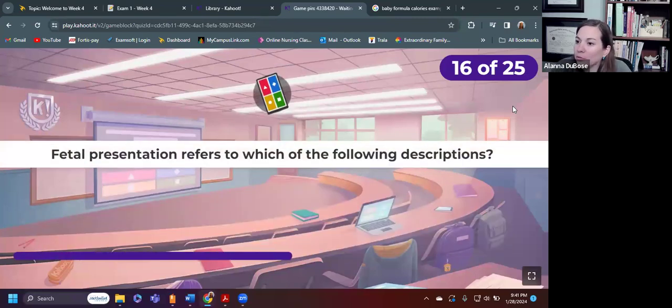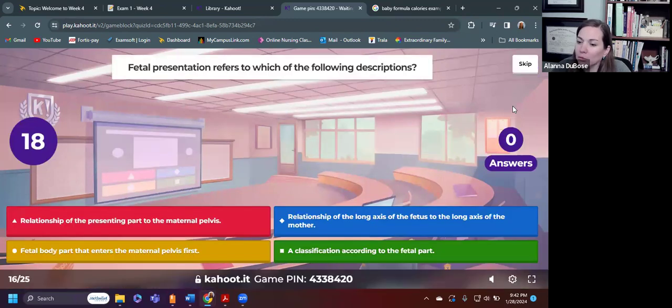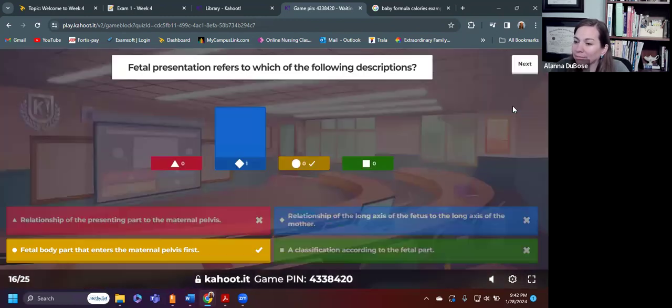Fetal presentation refers to which of the following descriptions? Okay, presentation. Red, relationship of the presenting part to the maternal pelvis. Blue, relationship of the long axis of the fetus to the long axis of the mother. Yellow, fetal body part that enters the maternal pelvis first. Green, a classification according to the fetal part. This is kind of hard.